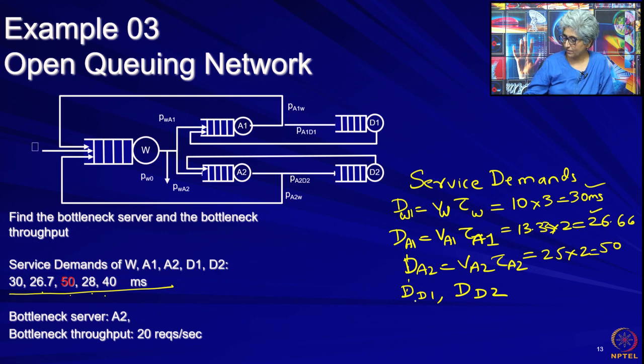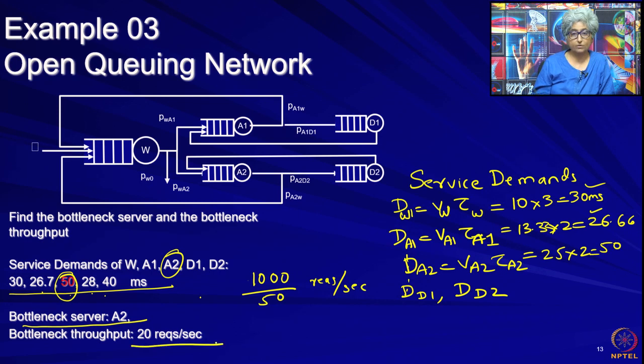We get this by using the same formulae for each of these nodes, and you can see that the one with the highest service demand is A2, right. So the bottleneck server is A2, the bottleneck service demand is 50 milliseconds. So bottleneck throughput is going to be 1000 by 50 if we want to find out in terms of requests per second, and that is 20 requests per second. So the overall capacity of this system, the maximum it can do in terms of completed requests is 20 requests per second. So this we found out.